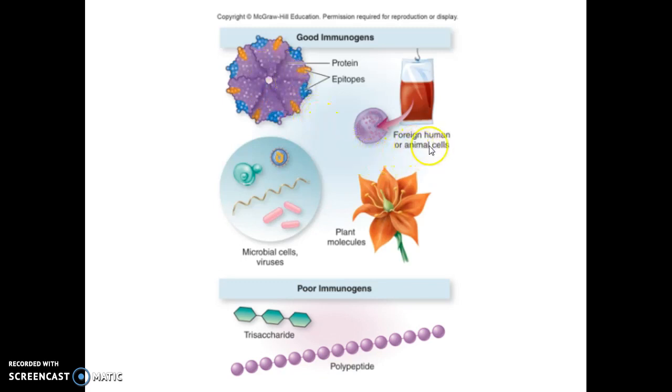All right, here you have foreign human or animal cells. So this is like a blood transfusion. Blood transfusion should be matched to you. Plant molecules. All right, we see a flower here. Some of us have hay fever. All right, that can be elicited by the particles of the plant, the pollen that is floating in the wind, and we breathe it and our bodies react to it. Microbial cells, different viruses. All right, those are all good immunogens.